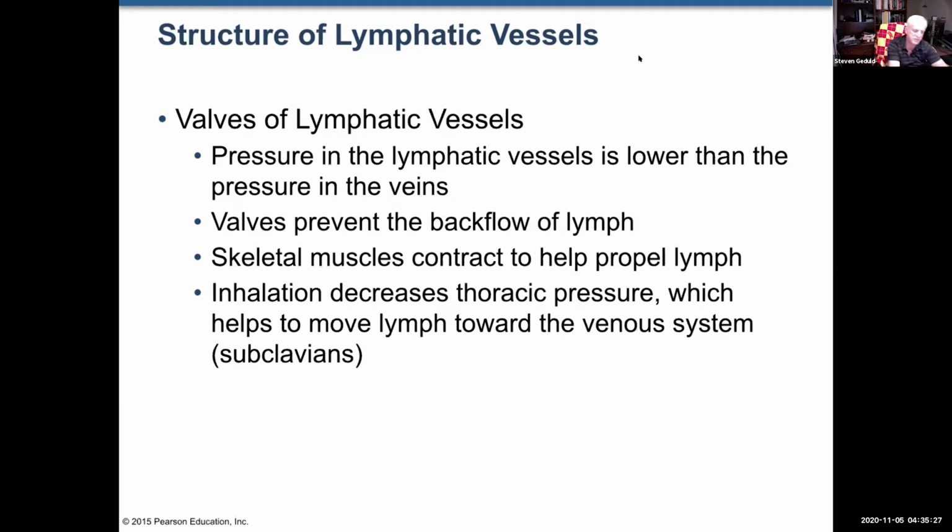Okay, it has valves. It uses the skeletal muscles of the legs to help propel it up against gravity, and it uses a change in thoracic pressure to help propel it against gravity also. Right? But the pressure is lower than it is in our systemic system.